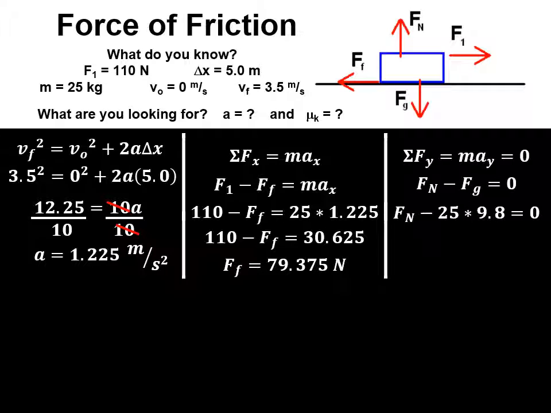We know that the force of gravity is equal to mass times the acceleration due to gravity, so that's 25 kilograms times 9.8. And then we find that that's going to be 245. We take that to the other side. We find that our normal force is 245 newtons.